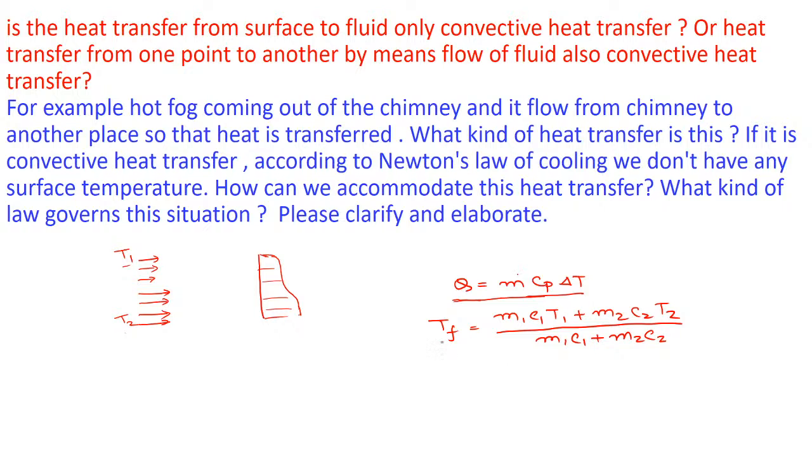If you have two jets of the same liquid, then the final temperature will be T1 plus T2 divided by 2, because M1 C1 is equal to M2 C2. So you can find the final temperature like this and calculate the heat transfer. The total heat transfer rate is m dot Cp delta T.